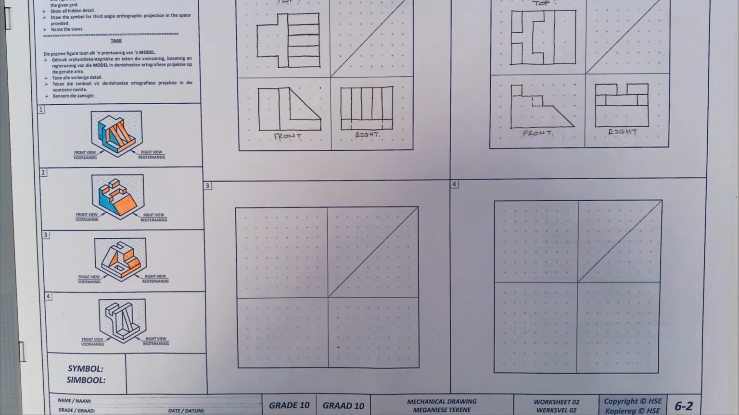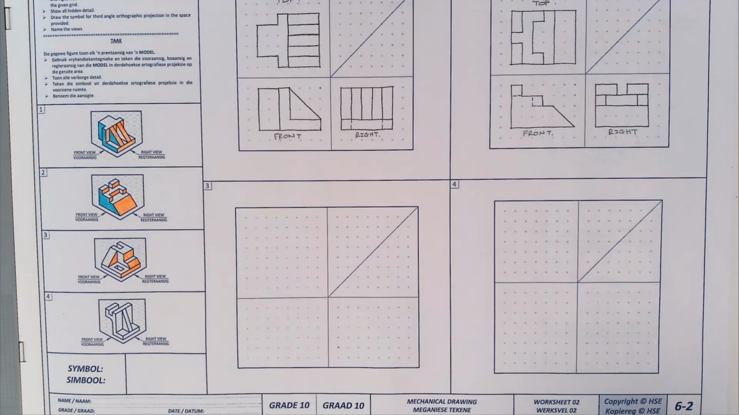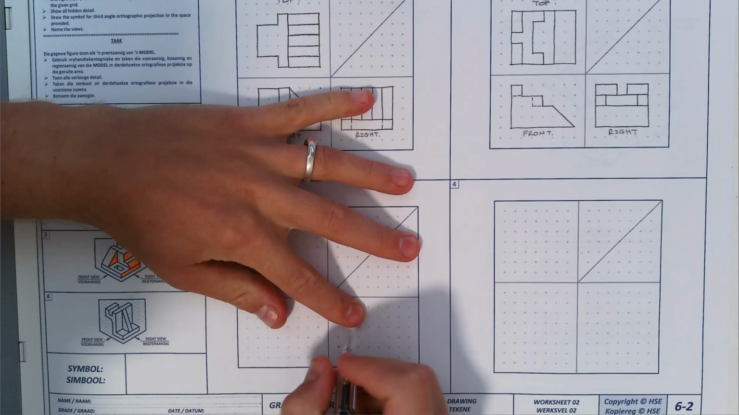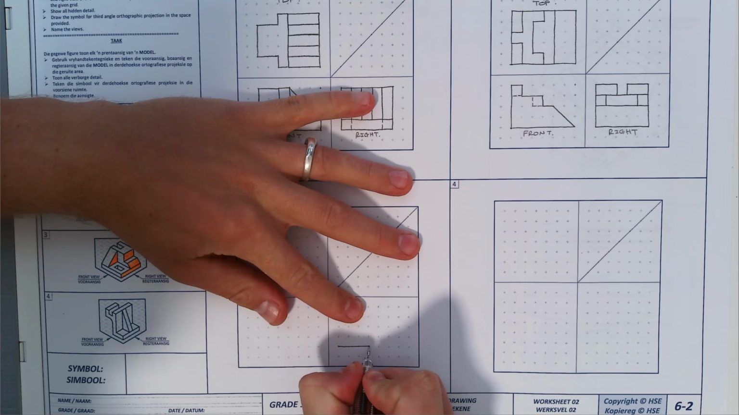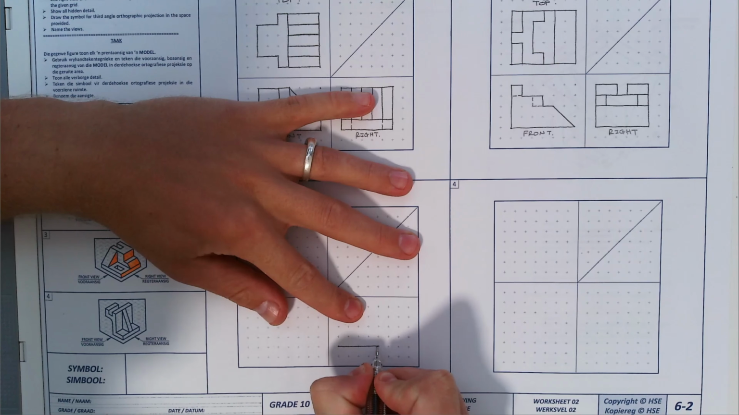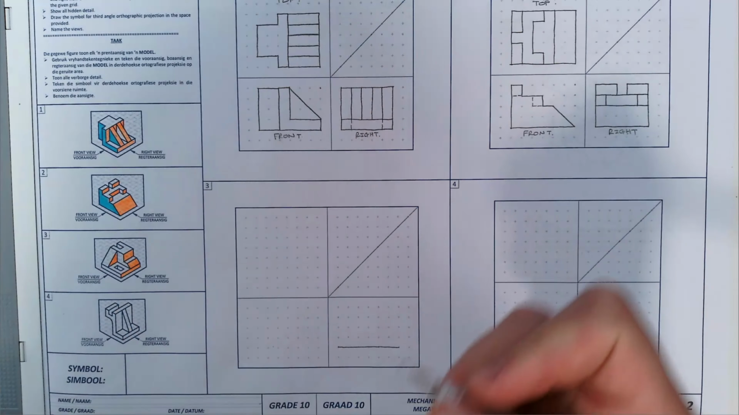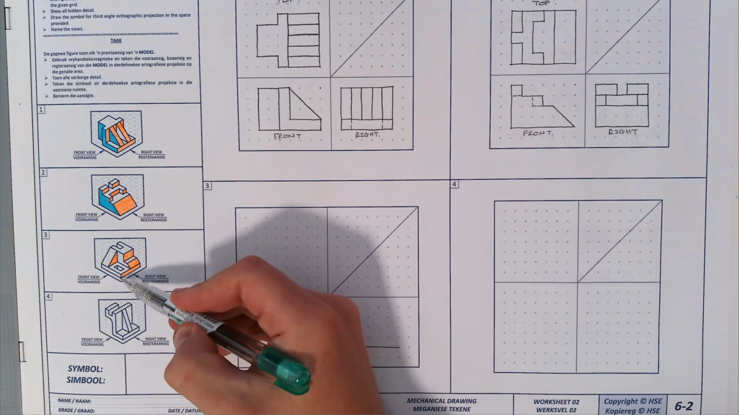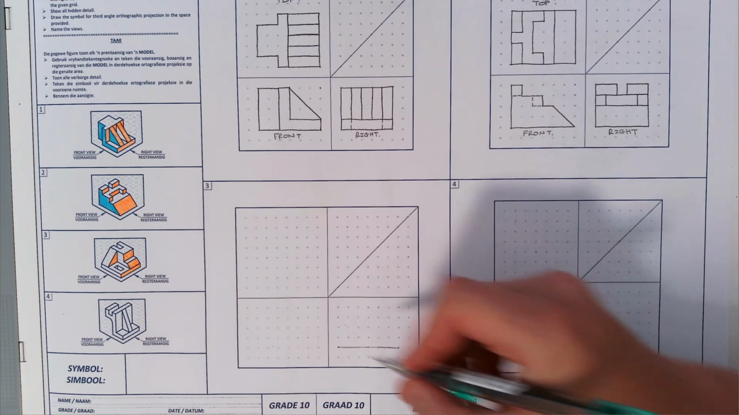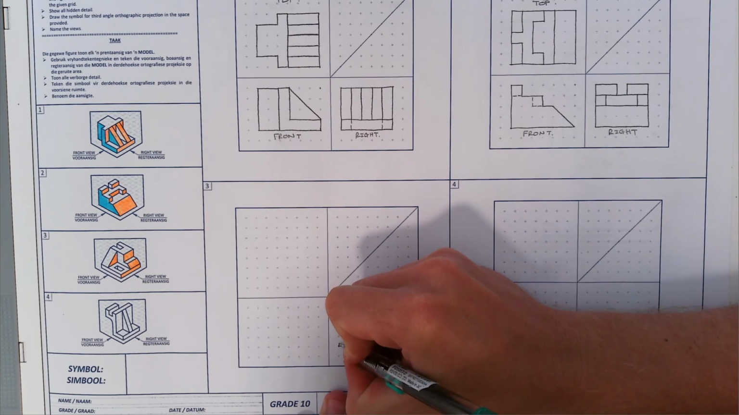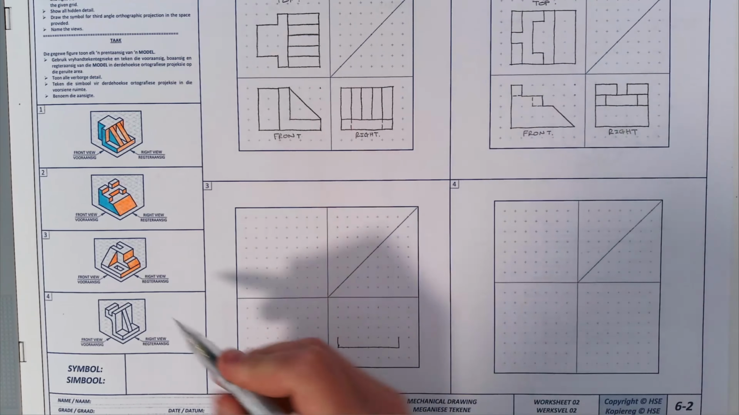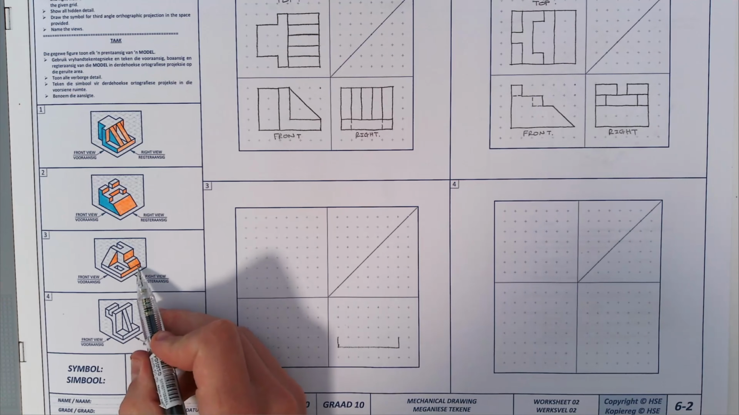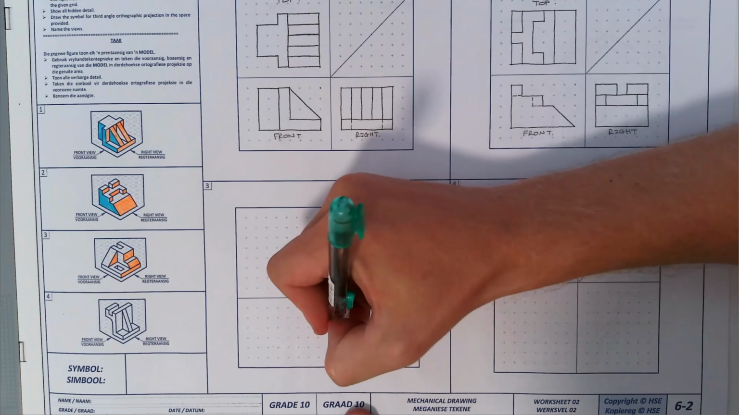We can go the total length of 6 to the right. 1, 2, 3, 4, 5, 6. We can go 1 up, 1 up, 1, 1. Then we can close it again to the full length of 6.